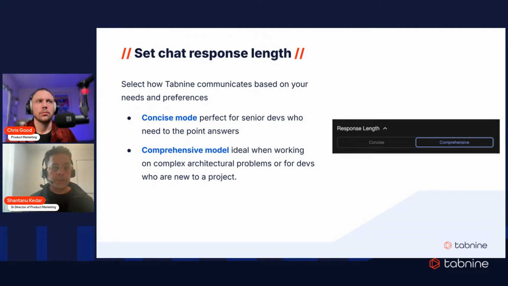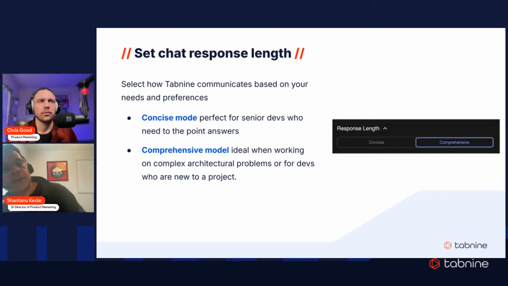The second mode, which is comprehensive, is where you can get detailed technical answers from Tabnine. It provides in-depth explanations, alternative approaches, as well as relevant examples. This is particularly valuable when you are working on problems where there are complex architectural decisions involved, or if you are a developer that's new to a project or new to a team, so you need additional assistance, or for documenting important technical decisions. Next slide, please.